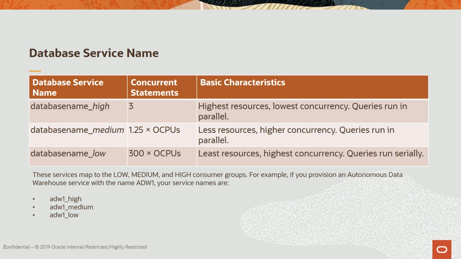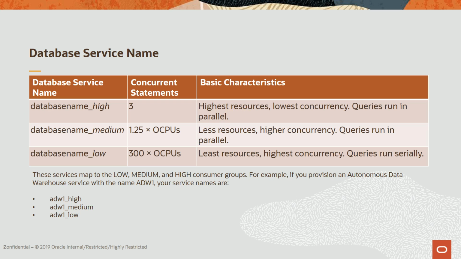So the basic characteristics you can see here: with the high service, high resource, low concurrency, and queries run in parallel. Medium service, fewer resources, higher concurrency, and queries run in parallel. In low service, least resource, highest concurrency, and queries run serially.